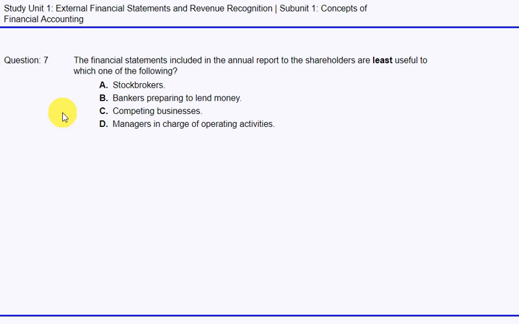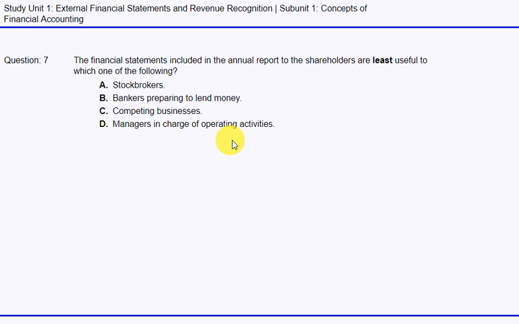Moving on, the financial statements included in the annual report to the shareholders are least useful to which of the following? Stockbroker, he will be using your financial statement to recommend which stock you must buy. Bankers preparing to lend the money, they are very much interested because they have to give you the loan. The strength of your financial statements will help him grant you the loan. Competing business, they would be interested to see how well your business is doing so as to compare my performance.